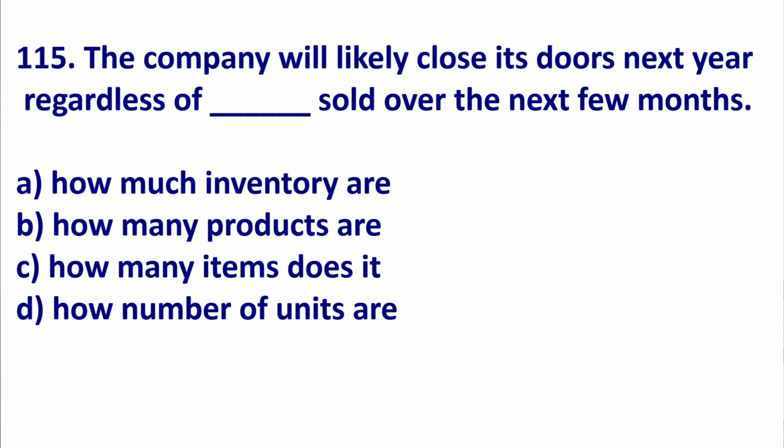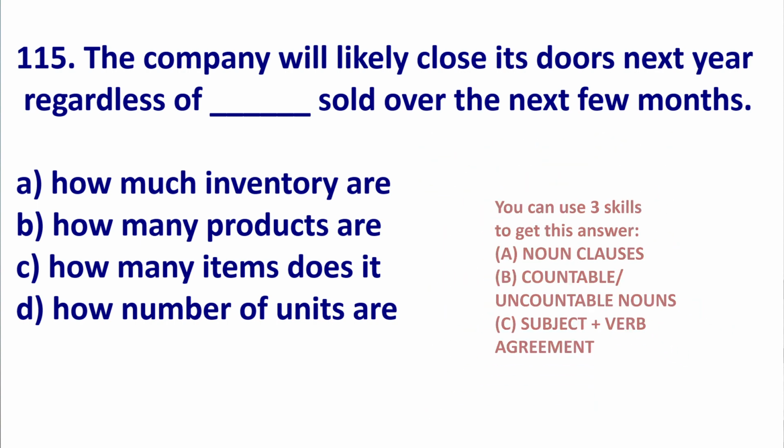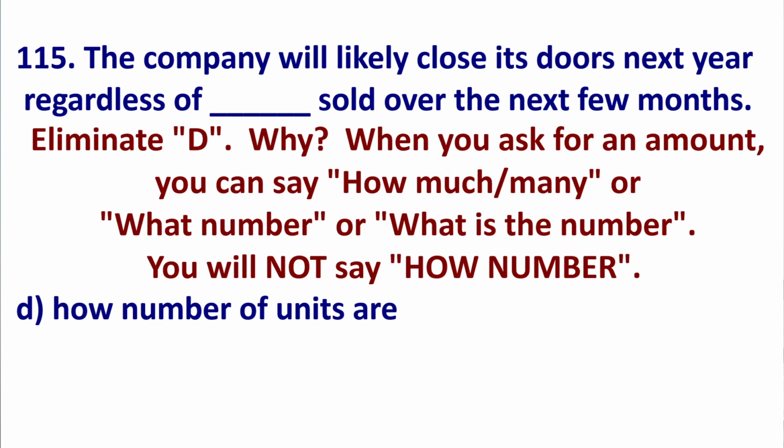Okay, 115. To get this answer, you need to know A, noun clause structure, B, countable and non-countable, and C, subject-verb agreement. These are some grammar forms you need to know. Let's start by eliminating. First, eliminate D. Why? When talking about numbers, we don't say how number. We say what number or which number.